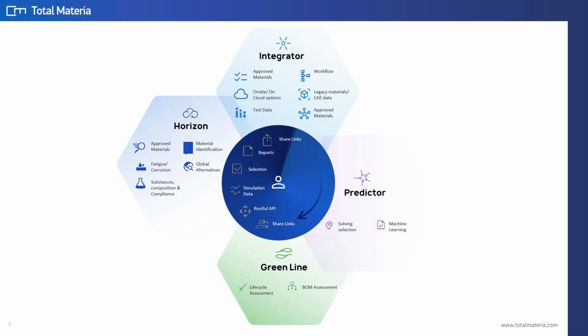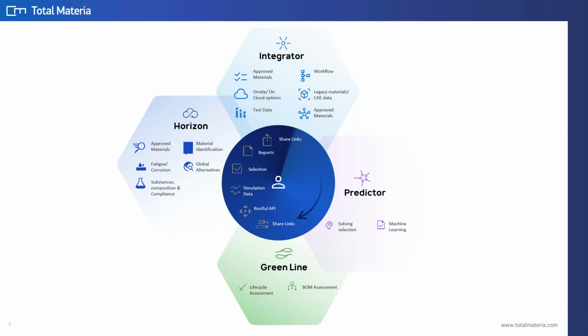However, we also have 2 new developments, and one of them is called Predictor. Predictor is a solution which through machine learning can predict values and properties. Because we have so many materials inside Total Materia, we can actually now predict through machine learning what those values and properties are. We have also one more solution called Greenline. This is also very new.